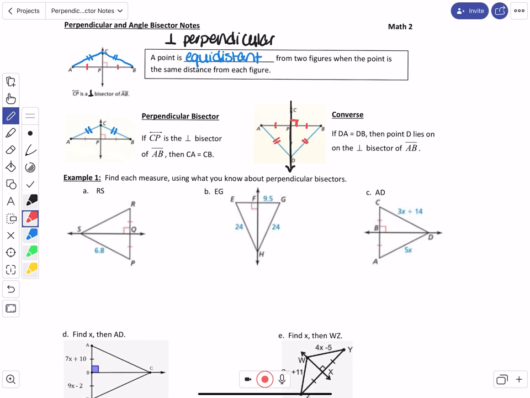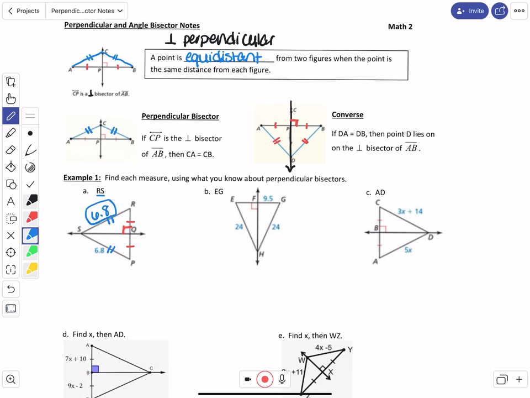So find each measure using what we know about perpendicular bisectors. Basically there are three facts of information. If you know two out of the three facts, you can conclude the third thing. So since we know it's perpendicular and we know these are congruent, we can conclude these lines are congruent. So since SP is 6.8, RS, which is what we're looking for, is 6.8.